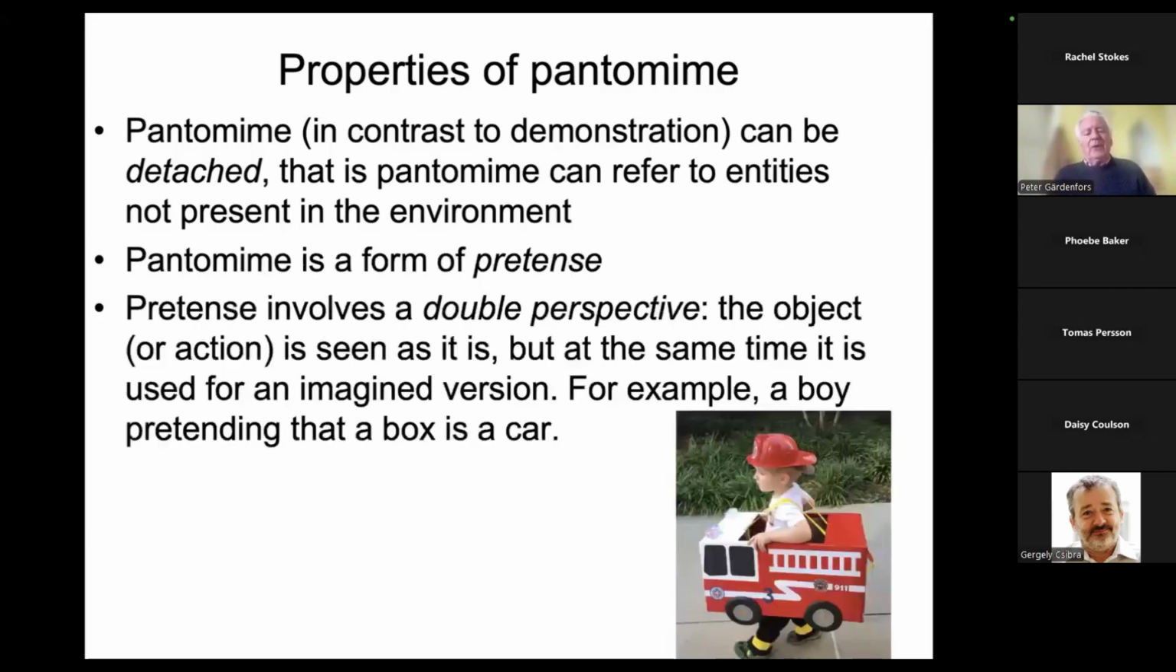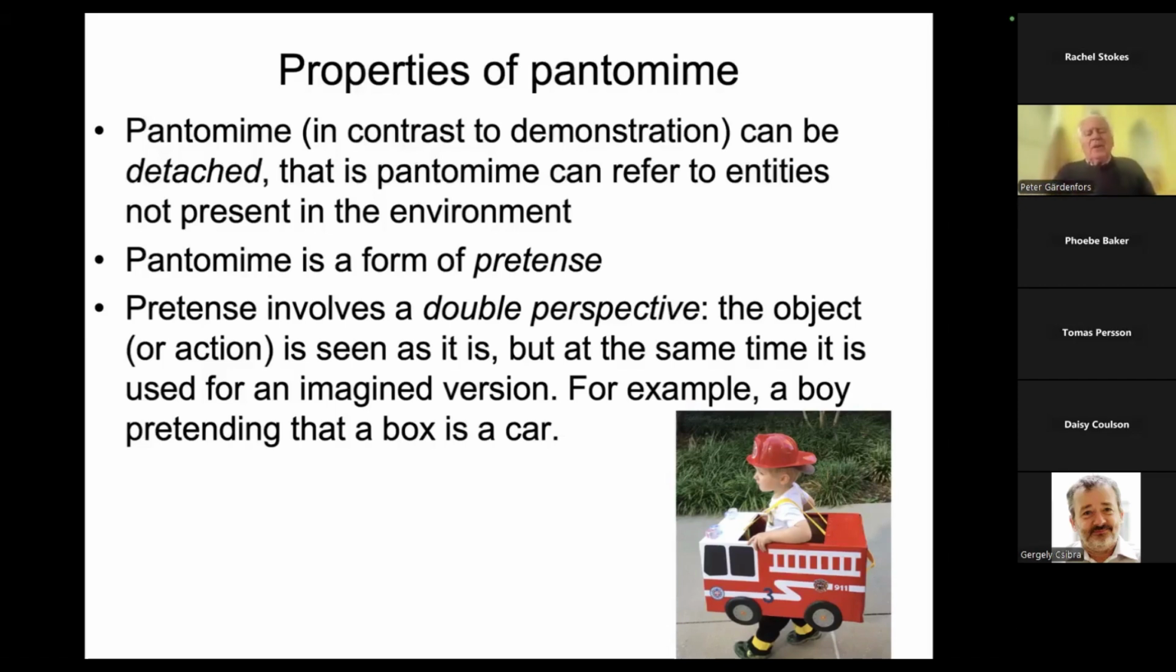And another important point is pantomime is a form of pretense. So a pretense involves a double perspective. You see your movement or the things you're working on as it is. But you can also see it as an imagined version. So I have this boy playing with a fire engine made out of a cartoon box, I think it is. So of course he sees that it's a painted box, but he pretends that it's a car.